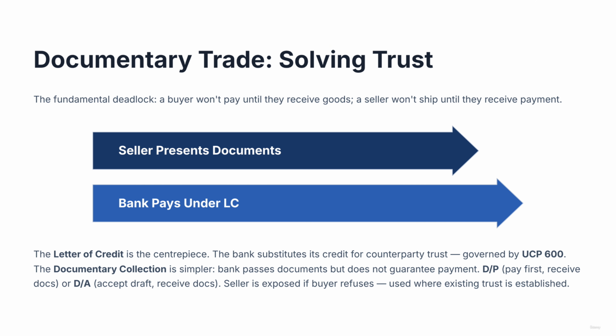It is governed by UCP 600, the rule book that applies to the vast majority of documentary credit transactions globally. We dedicate the whole of Module 2 to it.